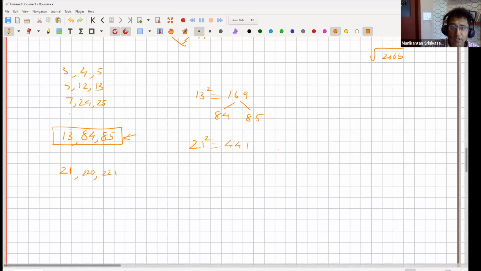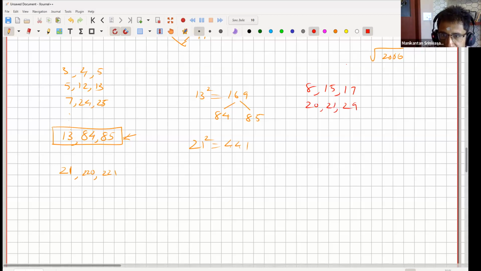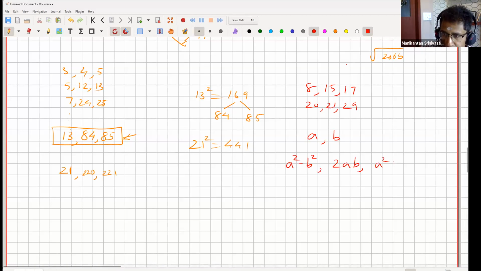So you can check this, but this is not all the triplets. There are triplets which are outside of this. For example, 8, 15, 17 is not following this pattern at all. 20, 21, 29 is a triplet that's not following this pattern at all. So the most general way of generating triplets is take any number a, take any number b, and generate 3 numbers which are a square minus b square, 2ab, and a square plus b square. This will become a triplet.